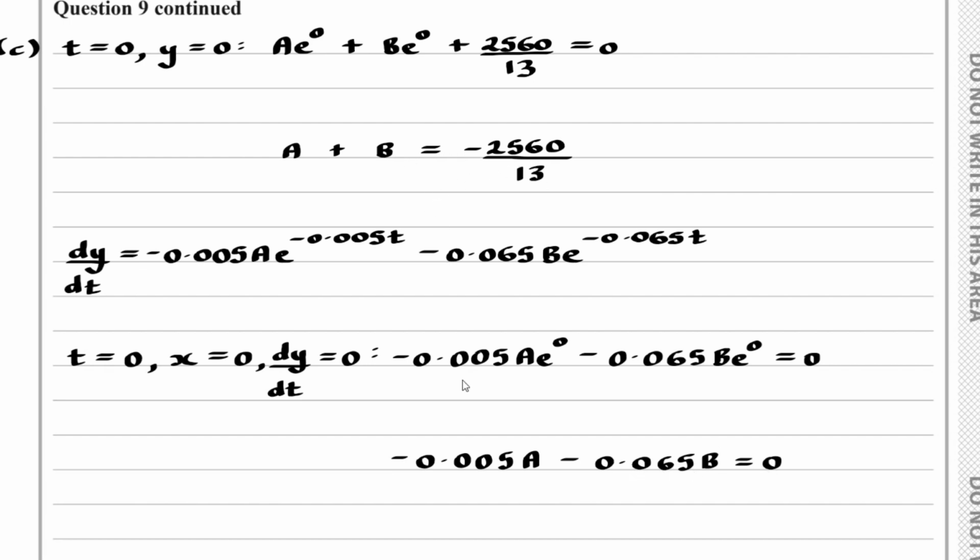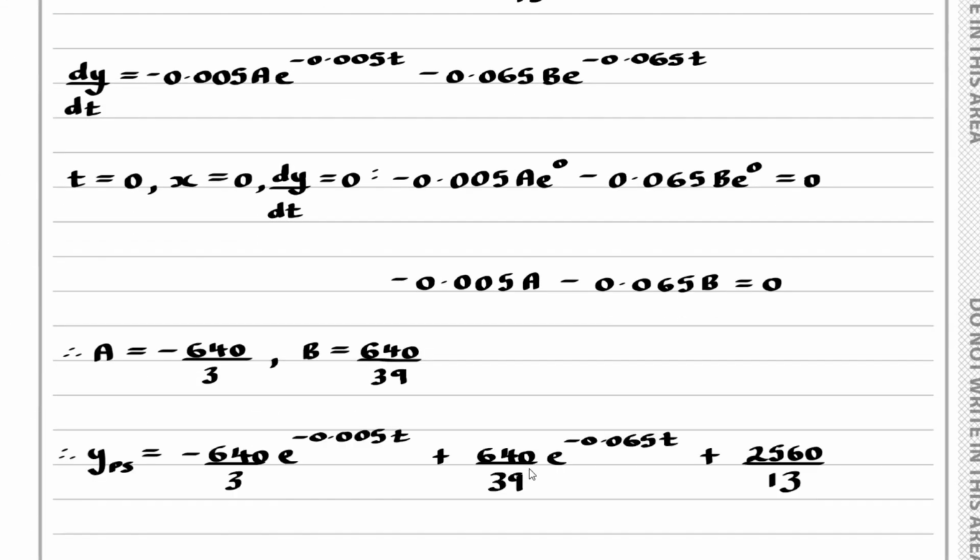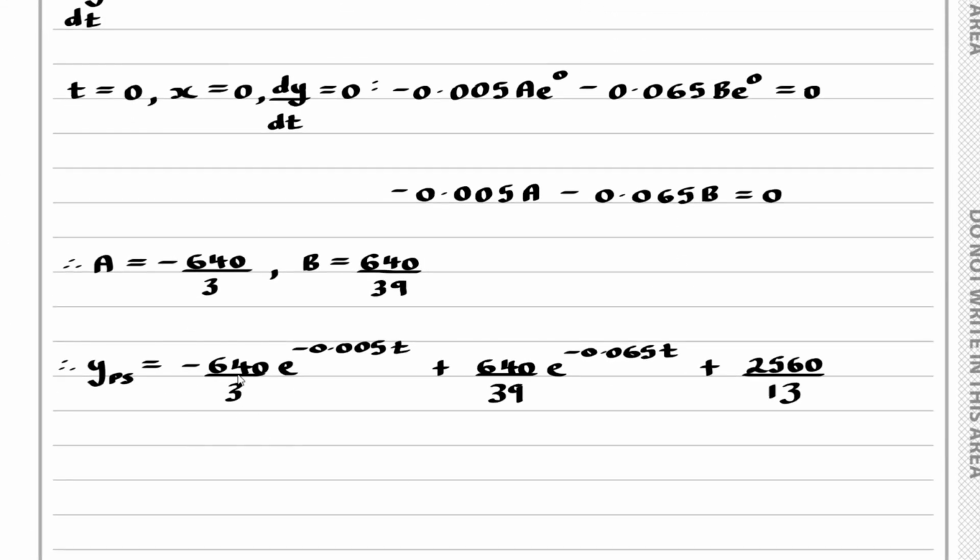If I solve this equation with this equation simultaneously, we end up with a equals minus 640 over 3 and b equals 640 over 39. Knowing what a and b are, we can now state our particular solution. Our particular solution is given by minus 640 over 3 e to the minus 0.005t plus 640 over 39 e to the minus 0.065t plus 2560 over 13.